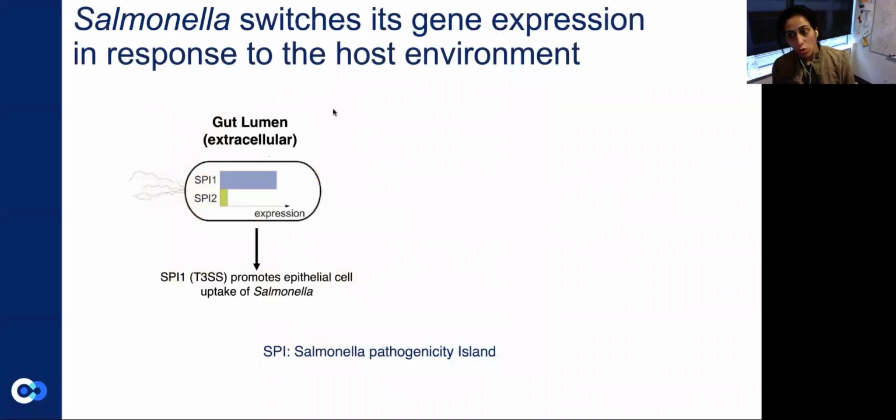And like most host-adapted pathogens, Salmonella actually switches its gene expression in response to the host environment. And most pathogens will do that. They don't express all virulence genes all the time. They actually express them within the right compartments or the right environment of the host to be able to prevail in that environment. And so early on in the gut lumen, Salmonella is largely extracellular, and it upregulates expression of SPI1, which is basically Salmonella pathogenicity island 1.